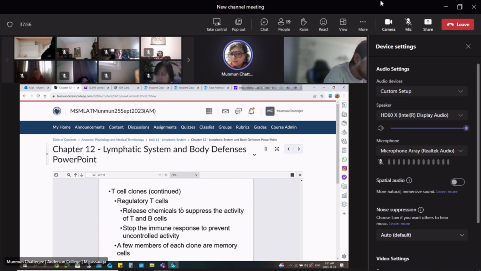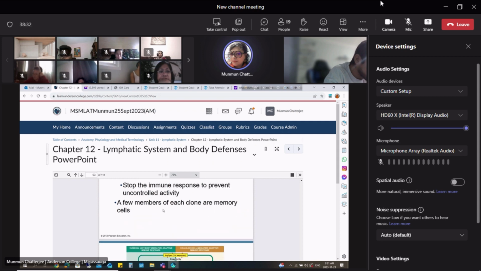When everything is done and T cells and B cells did their job, they attacked the invader, then they release chemicals. The regulatory T cells now come to the front of the stage, and here they release chemicals to suppress the activity of T cells and B cells. These are all T and B cells, meaning B and T lymphocytes, and they stop the immune response to prevent uncontrolled activity. And some of them turn into the memory cells.